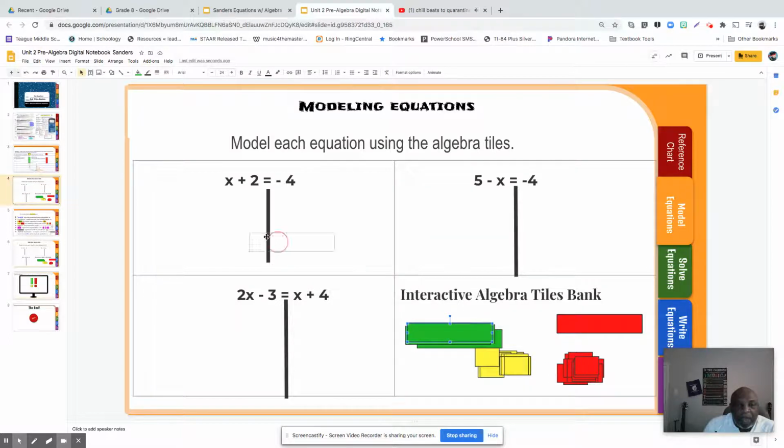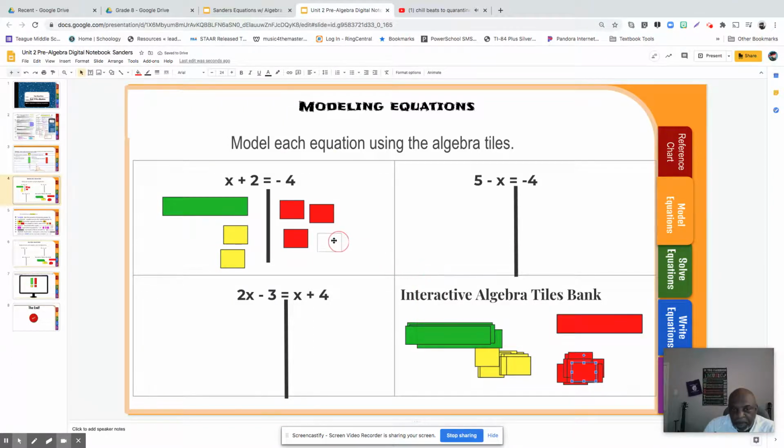So I'm going to go here. X is going to be a rectangular tile, plus 2. That means 2 positive, so I'm going to put 2 yellow tiles here. That'll give me my plus 2. And then equals negative 4. That's negative 4 constant, so I'm just going to put 4 red tiles. So 2, 3, 4, like that. And so I have modeled this equation.